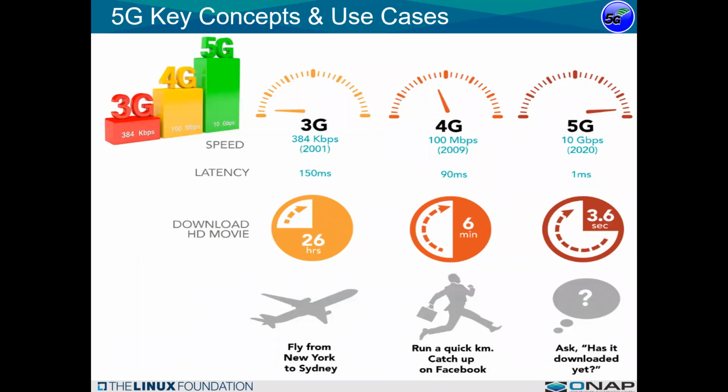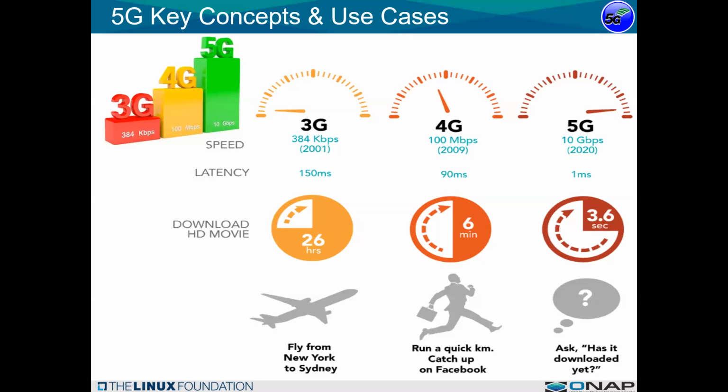So to give you a sense of the speeds that 5G brings, 3G, the speeds at 384 kilobits per second in 2001 with latency of 150 milliseconds. 4G at 100 megabits per second in 2009 with latencies of 90 milliseconds, and 5G upwards of 10 gigabits per second with 1 millisecond latency. So to bring this down to earth, to give you an example of trying to download a 4.4 gig high definition movie would have taken 26 hours in 3G, 6 minutes in 4G, and 3.55 seconds in 5G.